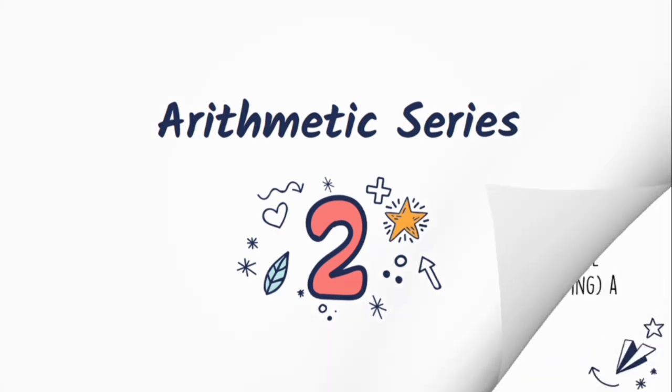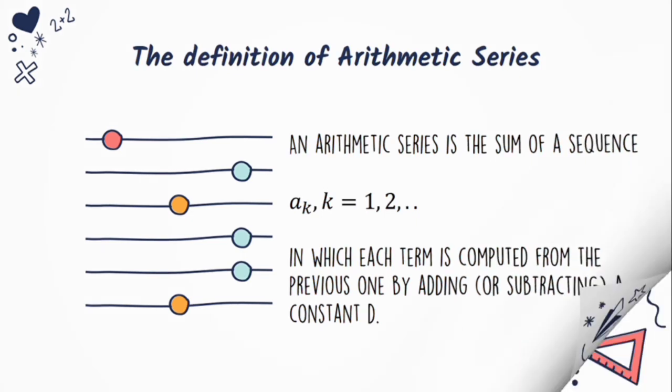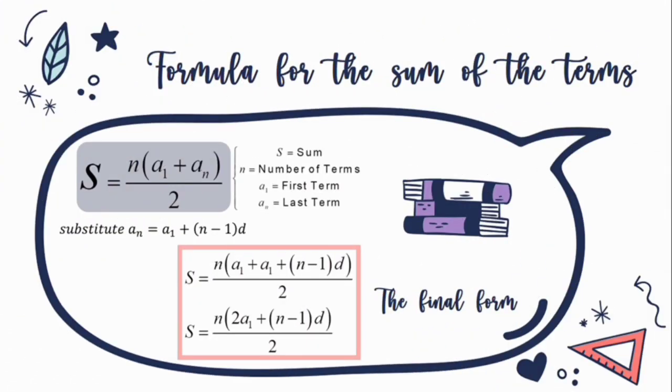Arithmetic series. The definition of an arithmetic series is the sum of a sequence a sub k, where k is 1, 2, 3 dots, in which each term is computed from the previous one by adding or subtracting a constant d. The formula for the sum of the terms is s equal n open brackets a sub 1 plus a sub n close brackets divided by 2, where s is the sum, n is the number of terms, a sub 1 is the first term, and a sub n is the last term.